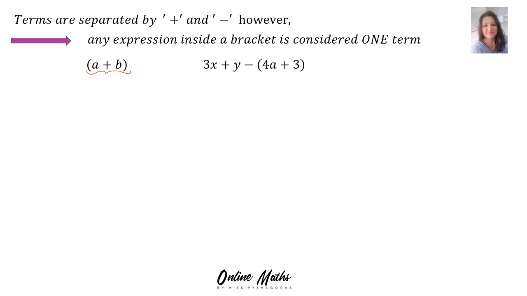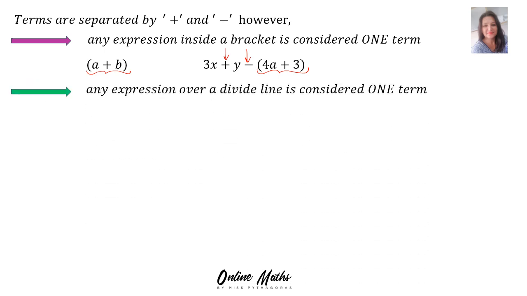If you look at the next one, you will say this plus and this minus separates them, and the bracket joins the 4a plus 3. Therefore, that one is a trinomial, 3 terms. Any expression over a divide line is considered one term. So when I give you a plus b over 5, this is a monomial, one term. The division line joins them together.